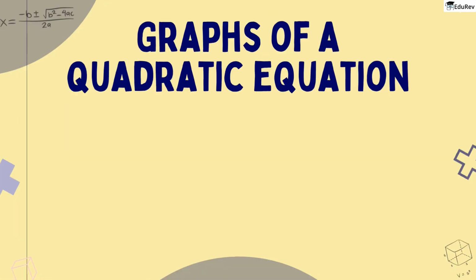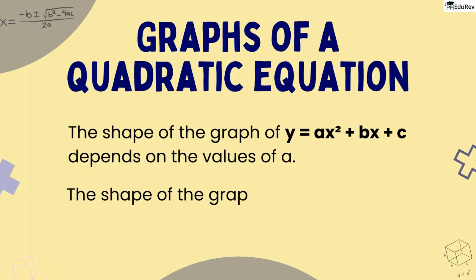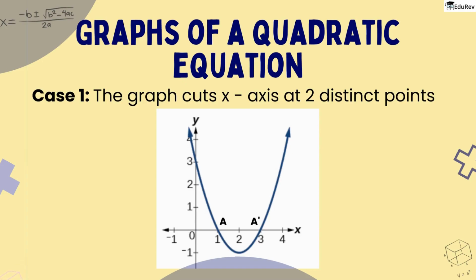Now, as mentioned, the shape of the graph y equals ax square plus bx plus c depends on the value of a. The shape of the graph can have three cases. Let's discuss them one by one. Case 1. The graph cuts the x-axis at two distinct points, at a and a dash. This means the polynomial has two zeros, a and a dash.